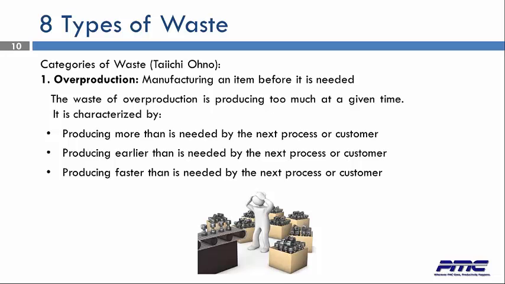So the first type of waste is overproduction. Manufacturing an item before it is needed. The waste of overproduction is producing too much at a given time. So overproduction may be characterized by producing more than what is needed, producing earlier than what the customer wants, and producing faster than it is needed.